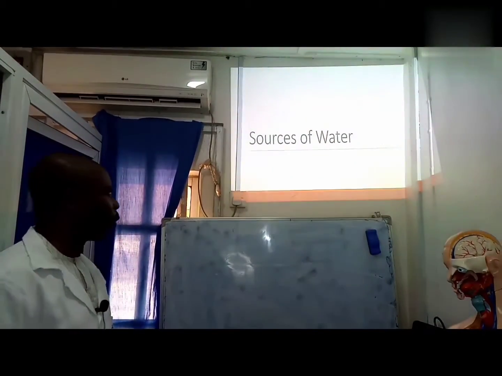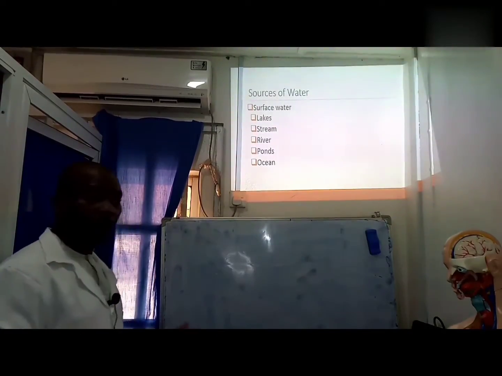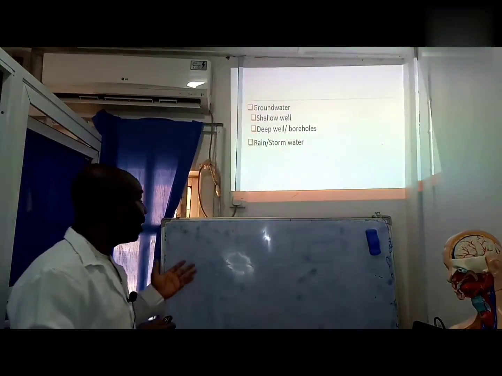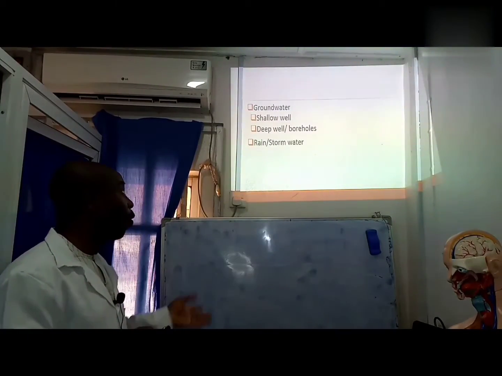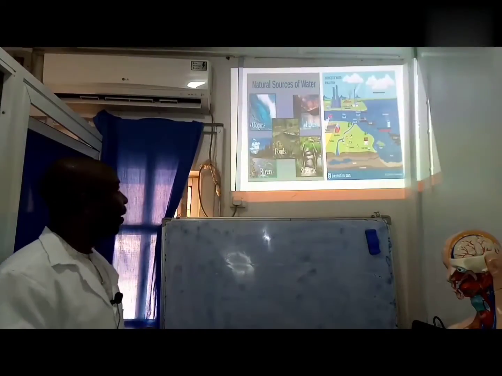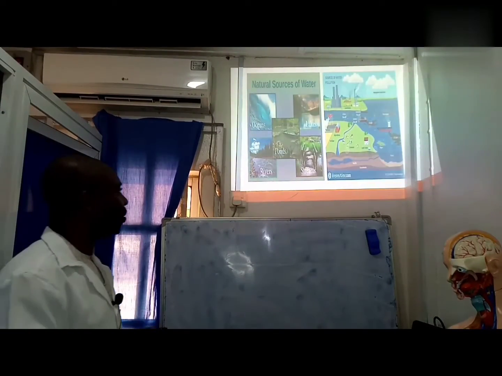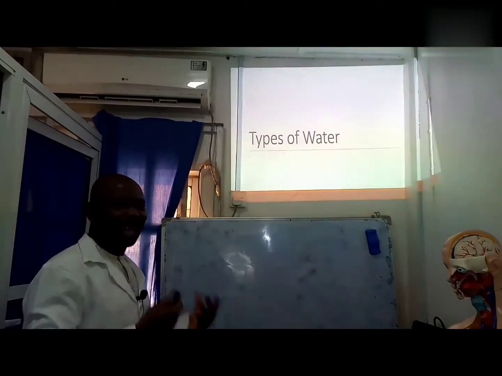So now let's talk about sources of water. Surface water, like we have in lakes, streams, rivers, ponds, and oceans. Then we have groundwater too: shallow wells, deep wells, or boreholes. And then we have rain or storm water. So this picture here just describes the water that we have around us, the types of water.